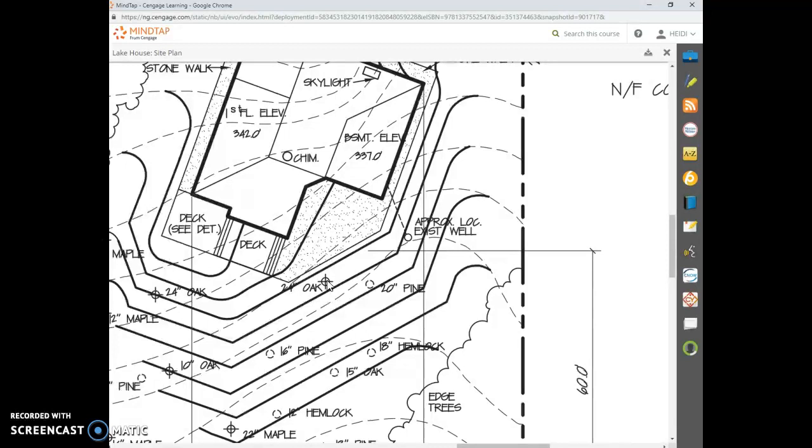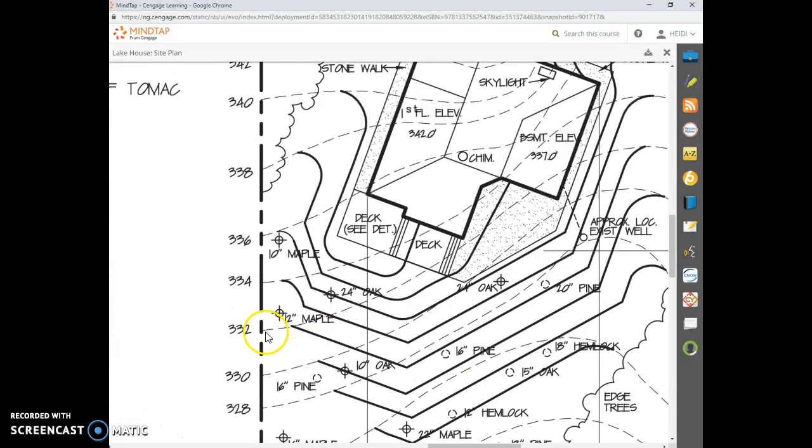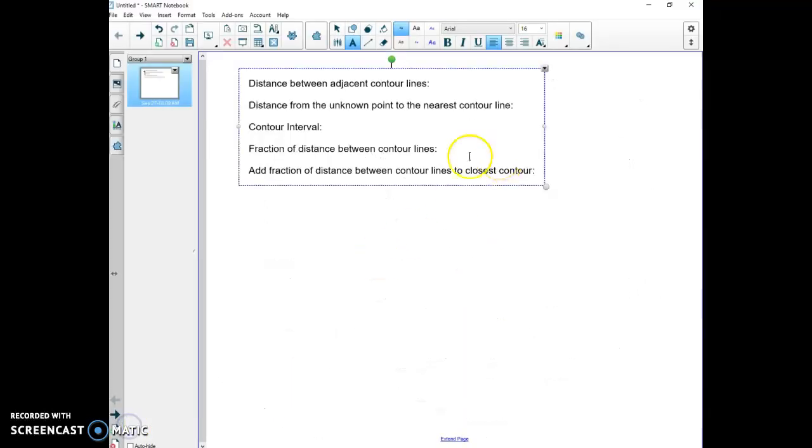Now step 4 says if the nearest contour line is below the other one, add it to this. If the nearest contour line is above the other one, subtract this amount. The problem is that our oak tree was equidistant from both of these contour lines. So I'm going to add 1 to this 330, and I'm going to say that this oak tree is at 331 feet.